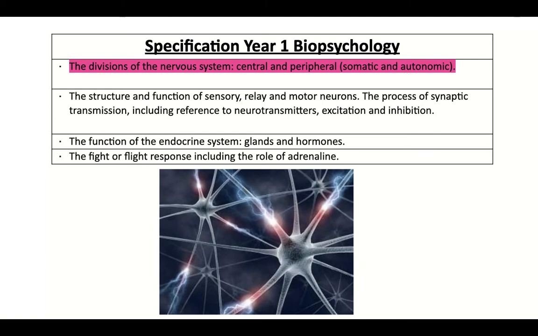So the first 3 bullet points are just knowledge, they're just AO1. Obviously, that does mean you can get an application question, AO2 question on those topics. So that's applying your knowledge to a scenario. But the only evaluation, the only AO3 here is the fight or flight response.